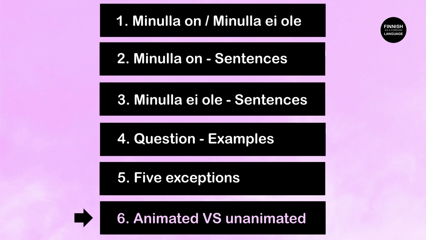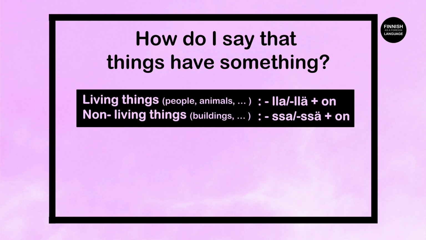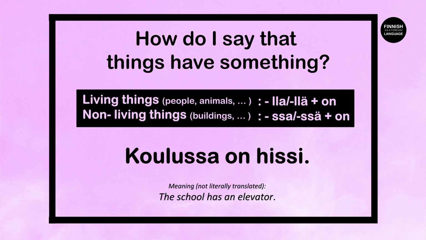Now we are already at our last topic for today, the animated versus the unanimated. So the main question here is, how do I say that things have something? So the golden rule is living things, for example, people or animals, do get the la or le plus on structure. And the non-living things, so things that aren't alive, for example, buildings, follow the inessive structure. Let's take one example. When we want to say the school has an elevator, then in Finnish you say koulussa on hissi. The school has an elevator.